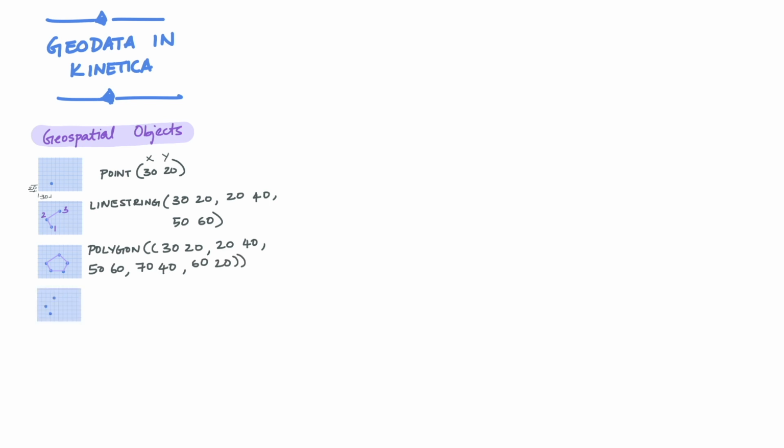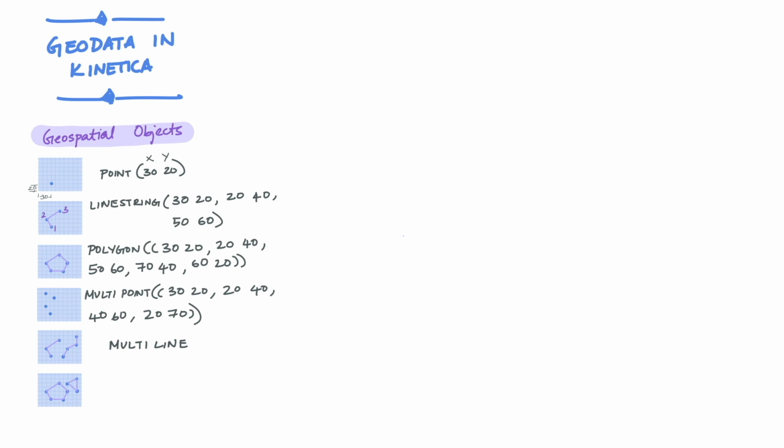We can also have a multiple of these simpler geometries represented together in a single record. For instance, a collection of points can be represented as follows using a multi-point geometry. Similarly, we can represent a collection of lines with a multi-line geometry and a collection of polygons with a multi-polygon geometry. Finally, we can also have a mixture of all the simpler geometries together in a single record that can be represented using a geometry collection.